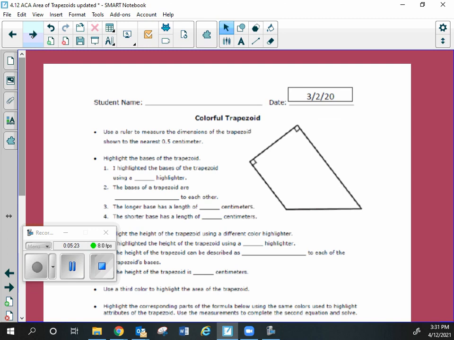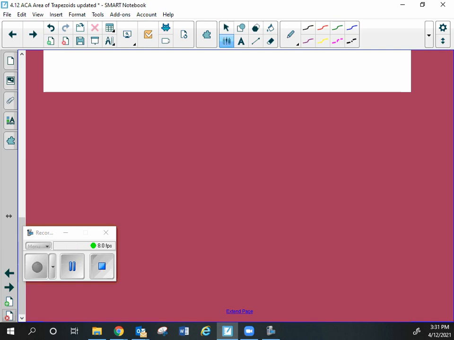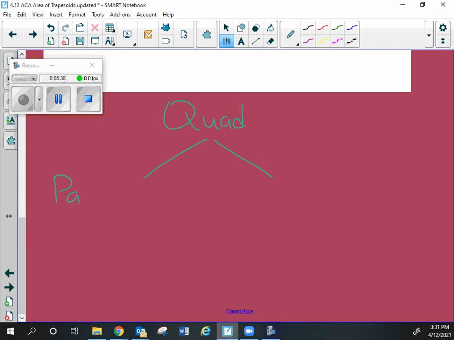I'm not going to record this activity. I'm going to sort of get into the notes. But before we do, I want to review what it means to be a trapezoid. If you remember, I did a little family tree thing, quadrilateral. There's two ways to solve the quadrilateral. There are parallelograms, and then there are trapezoids. Does anyone remember what the difference was between the two?